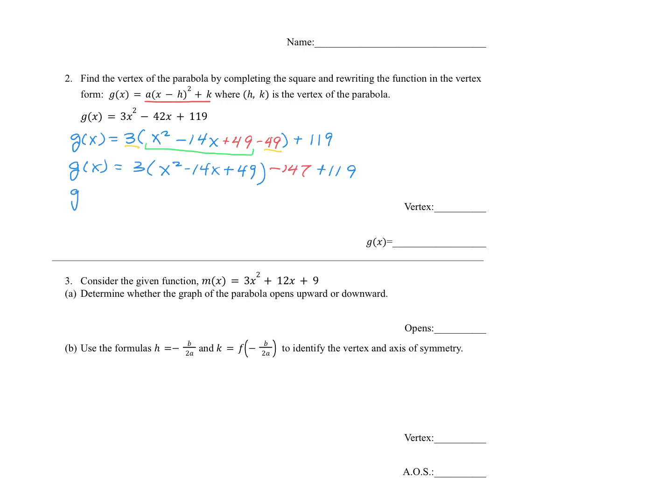So the next thing we're going to do is now rewrite this as 3 times (x minus 7) squared. And then if I combine that -147 and that plus 119, I get -28. So from here, I can now read off my vertex as the ordered pair (7, -28).